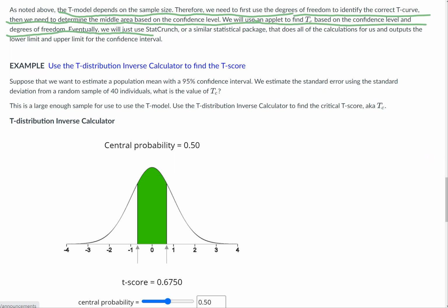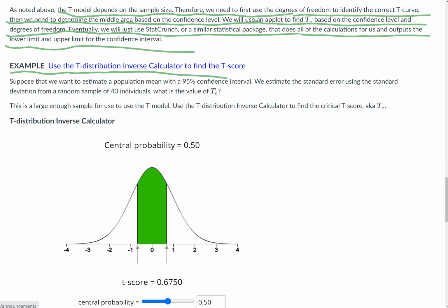Eventually, we will just use StatCrunch or a similar statistical package that does all the calculations for us and outputs the lower limit and upper limit of the confidence interval. If you end up taking more statistics classes or more classes related to your major that use a lot of statistics, you might see that also. But let's look at this example. We use the t-distribution inverse calculator to find the t-score.